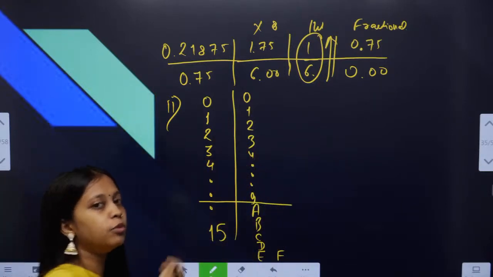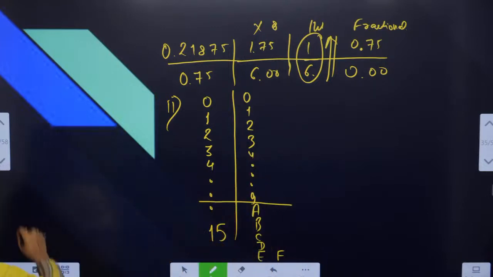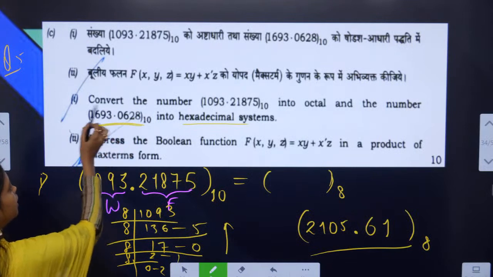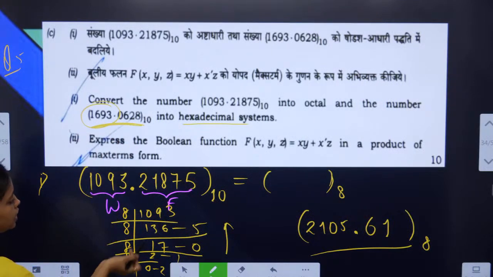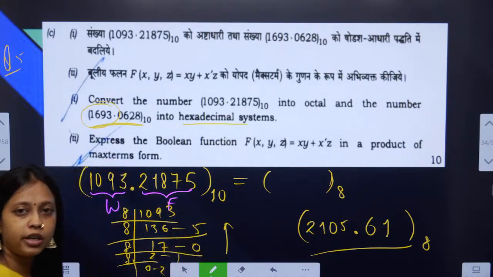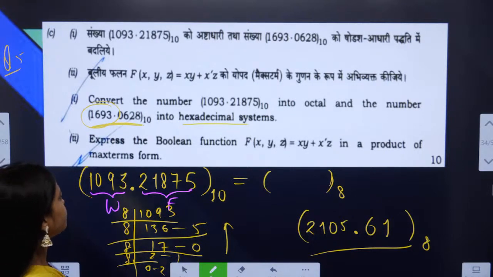This is from decimal to your hexadecimal, and the same kind of job is required. You will take the whole part, divide it with 16, collect all the remainders, take that in reverse order at the end, and the same for the fractional part. All the calculations are required.